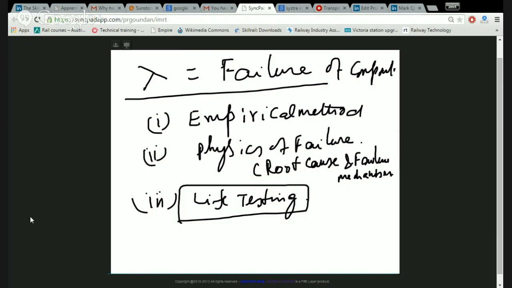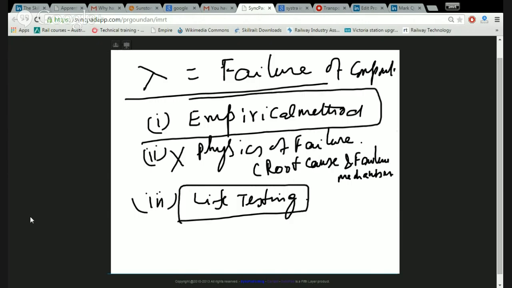So this we have done. This we are not going to do. It's not relevant for us now. This is for research. So I am now only going to do the simple empirical method. This is what we are going to see.